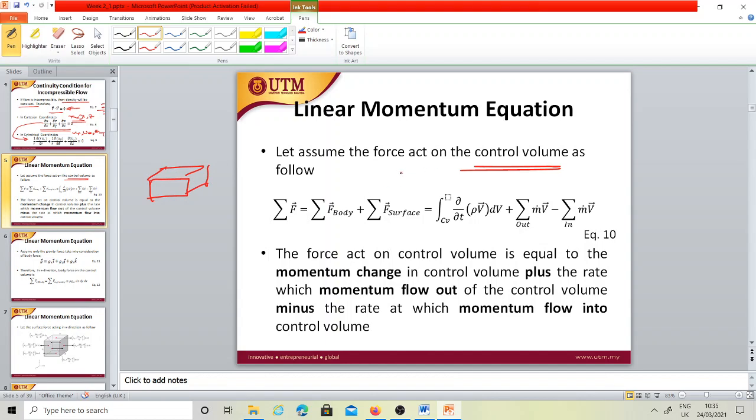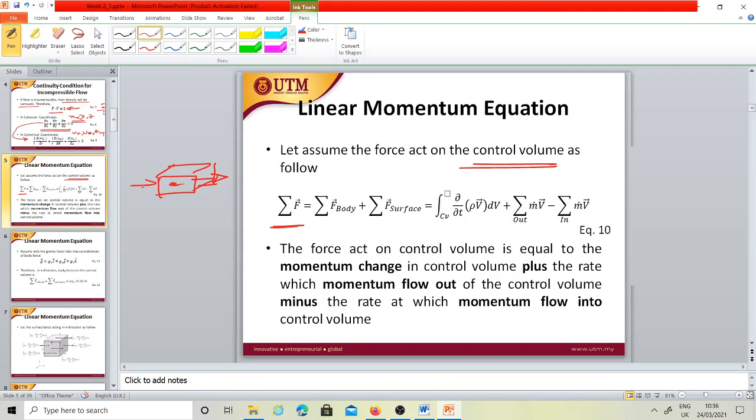If you want to find the force, you have to determine what kind of forces we can have. One is the summation of the forces inside the body, and another is the force acting on the surface. So we have two different things: one inside the body and another on the surface. And when we consider the surface, we have surface in and surface out.